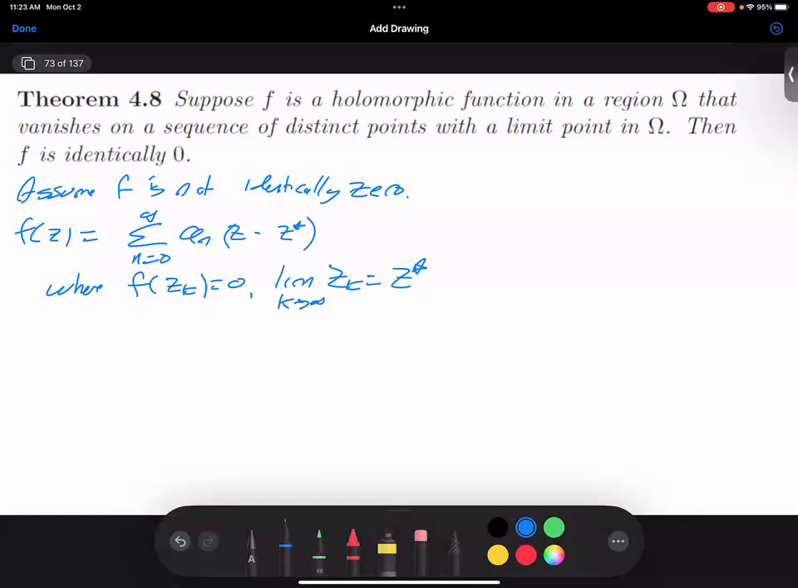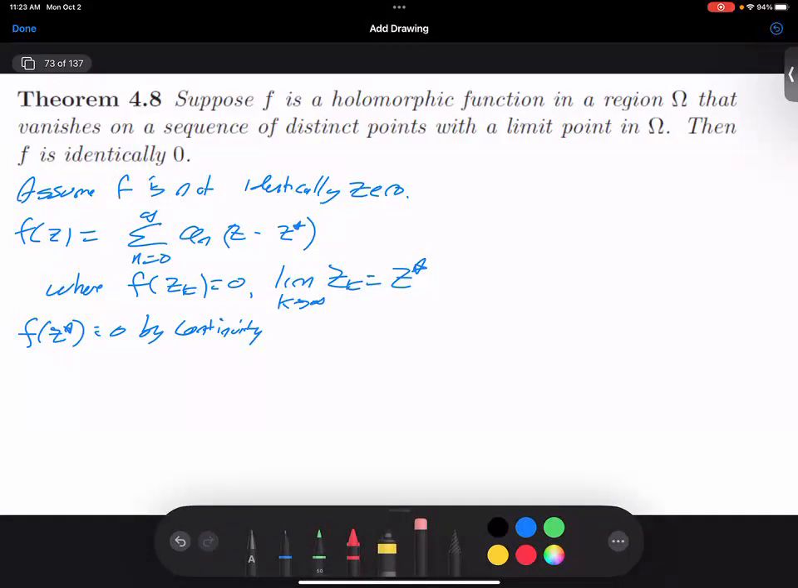What must be true about F of Z star? Why? By continuity. We don't need to use any results from complex analysis. I have a continuous function. It's zero along a sequence of points. So we know F of Z star is zero by continuity. So we have the series expansion. Does everyone agree that if all the an are zero, then F is identically zero?